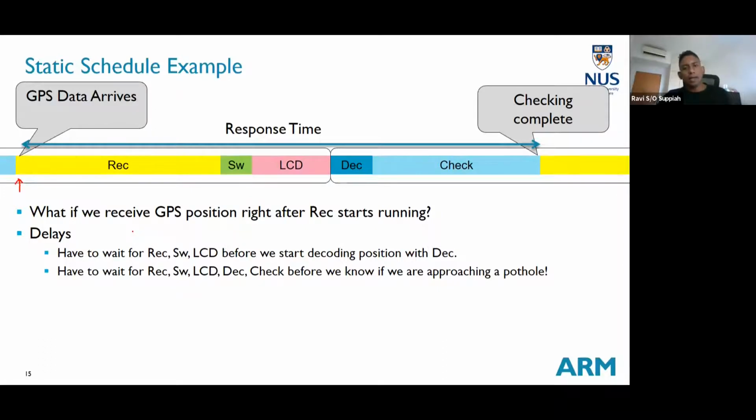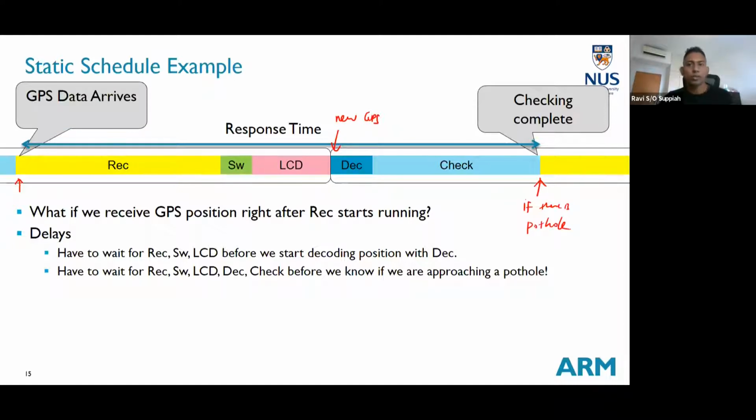Okay, then I cannot use this new GPS data until I finish one full cycle. Correct, because record, switch, LCD, and then the decode is finally using the new GPS data. And after the check is done, then only I will know if there is a pothole anywhere nearby. Correct. So you can see there is now a huge time lag between when the new data has arrived to the time when I can actually use this new data to know whether there is a pothole that I'm approaching.